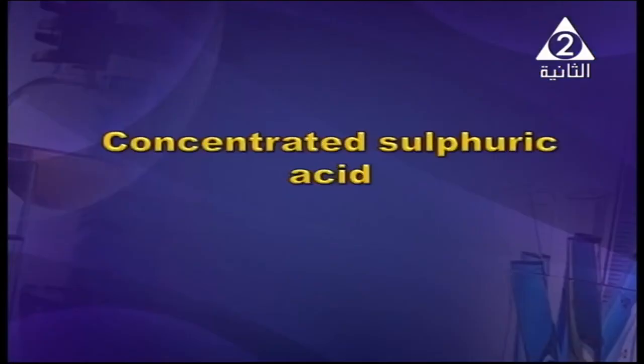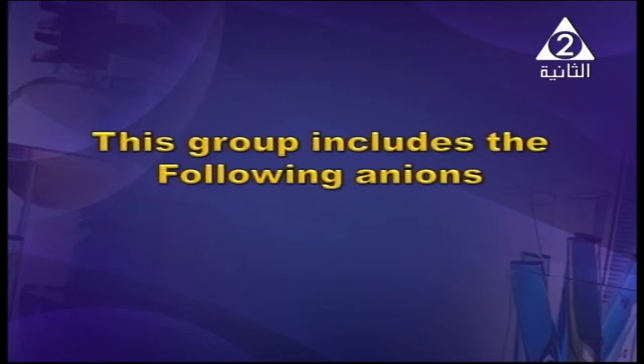Important gas. So catch this gas and catch its color. Concentrated sulfuric acid, this is group number 2. This group includes the following anions. Do you think what these anions are?